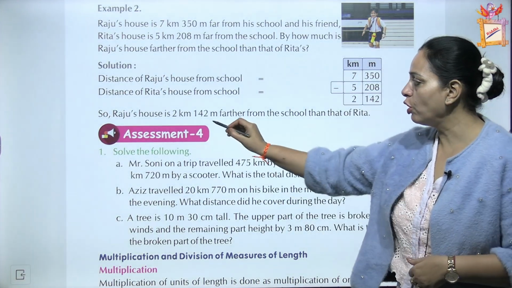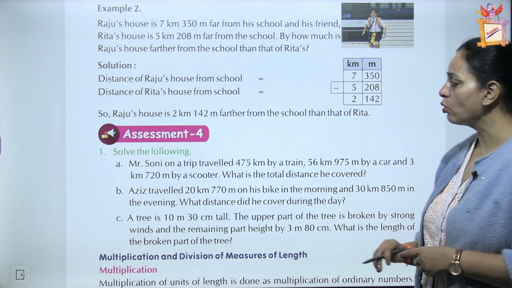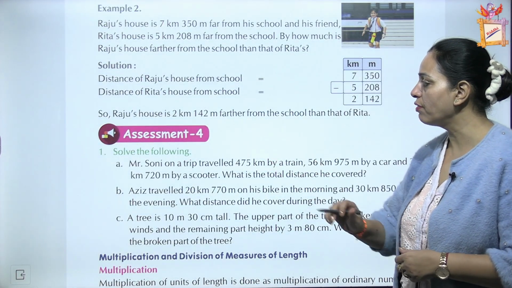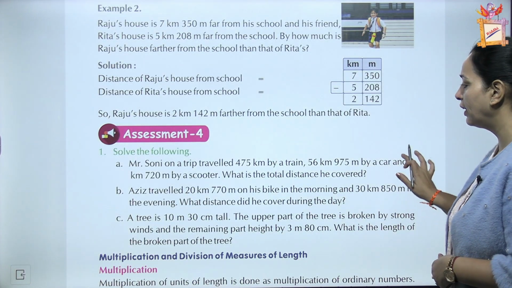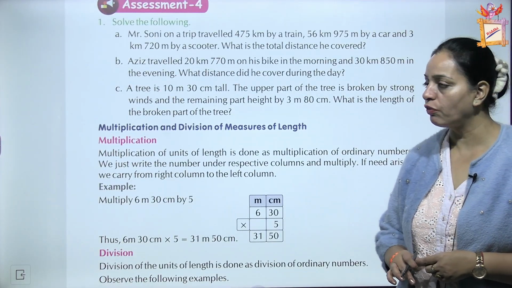The answer is 2 kilometer 142 meter. So Raju's house is 2 kilometer 142 meter farther from the school than that of Rita. Now assessment 4, question number 1, solve the following.